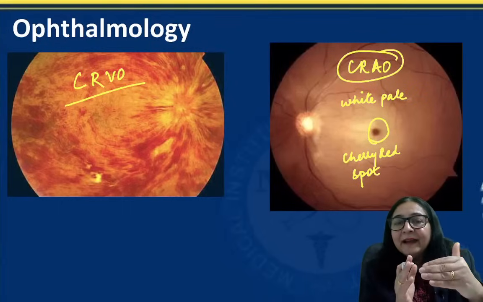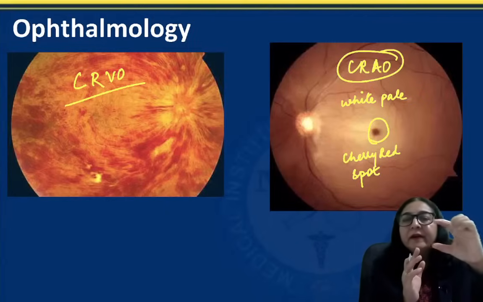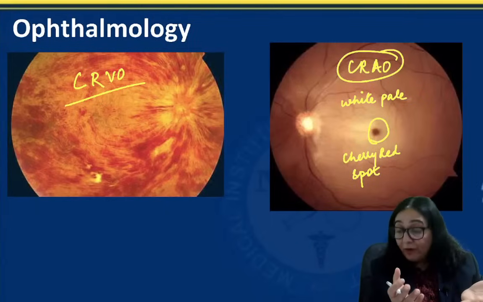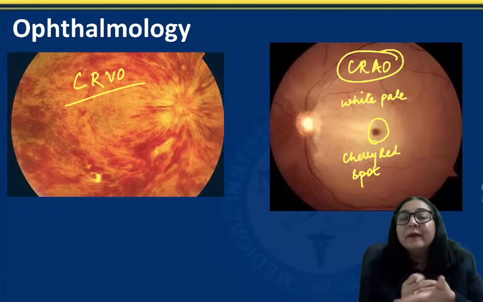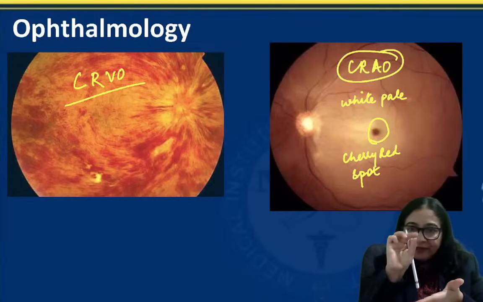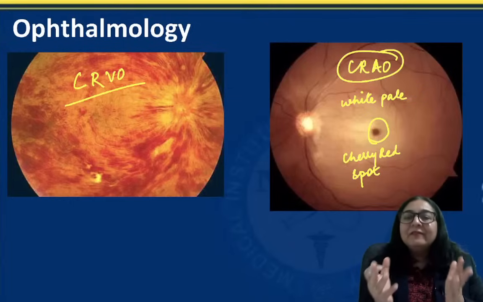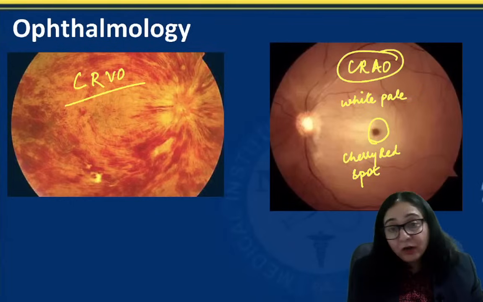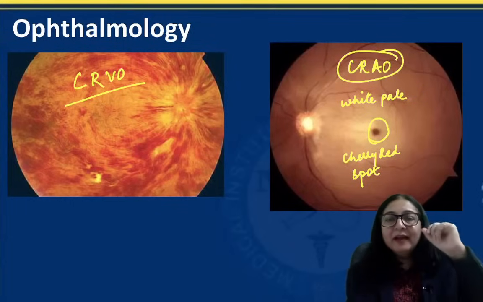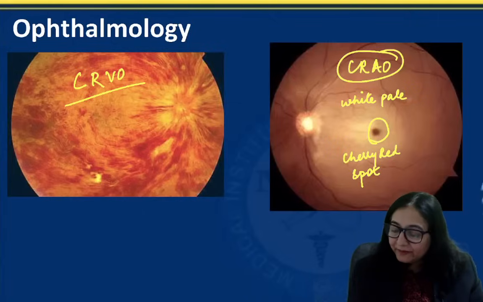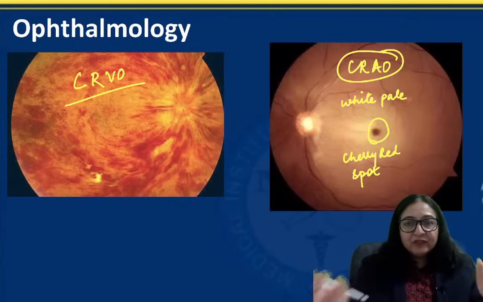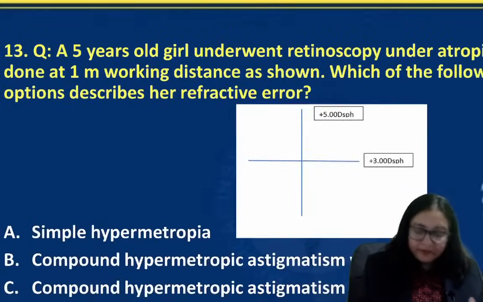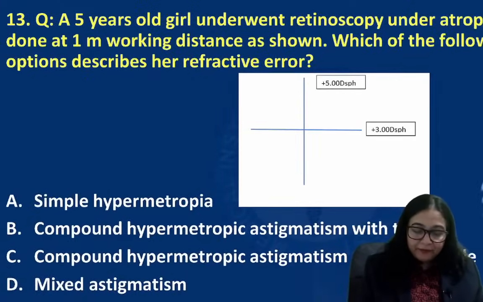In branch retinal artery occlusion, it will be one quadrant of the retina which will be pale and the rest will be normal, because it's the branch. So the area where that branch retinal artery is supplying will appear pale and the rest of the retina will be normal, and it may not have a cherry red spot depending upon which branch is occluded. Great. Okay, so this has covered most of your fundus spot diagnosis, beta.